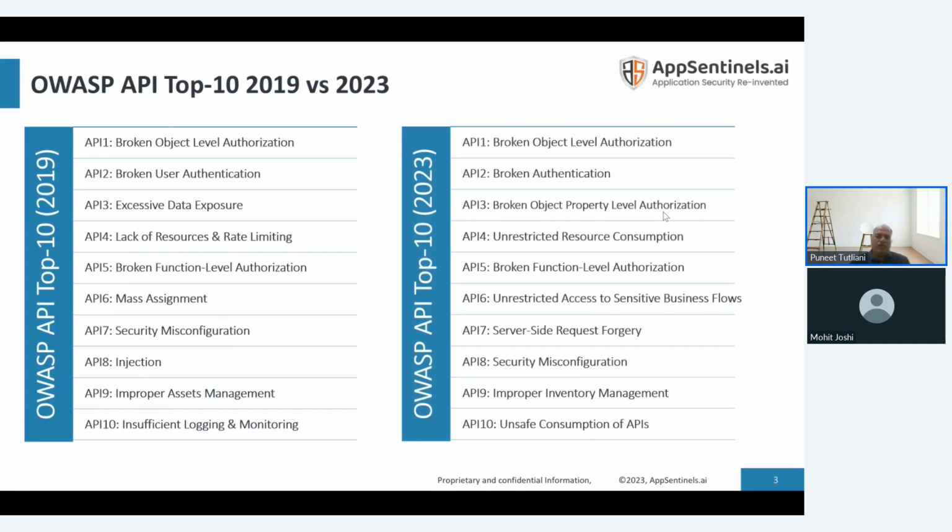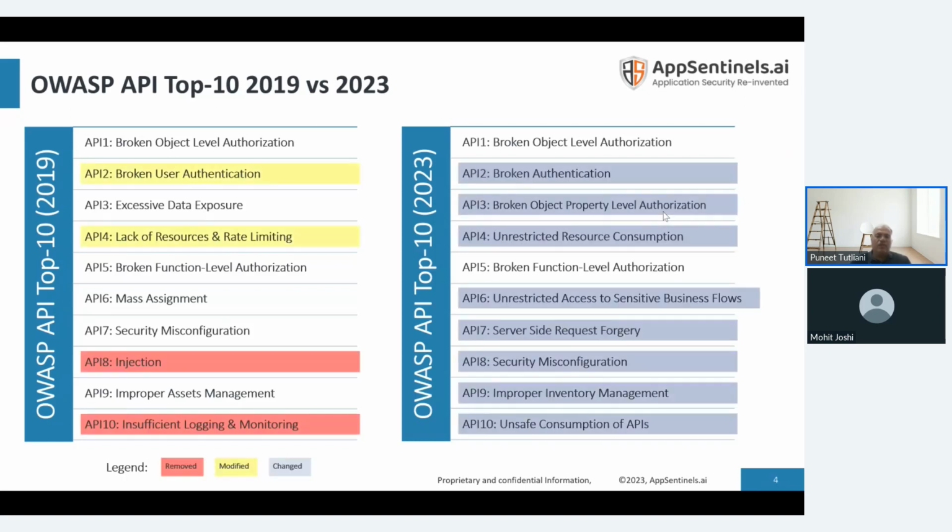Now, on the left side, you see OWASP API Top 10 2019, and on the right side, you see OWASP API Top 10 2023. If you see this, there are few categories which have been modified. The one marked in yellow, like broken user authentication, is now broken authentication. Similarly, API 4 in 2019, which is lack of resources and rate limiting, is now same API 4, but unrestricted resource consumption.